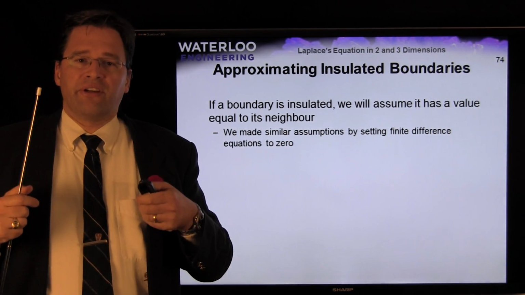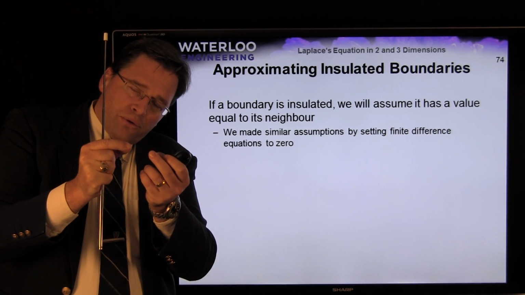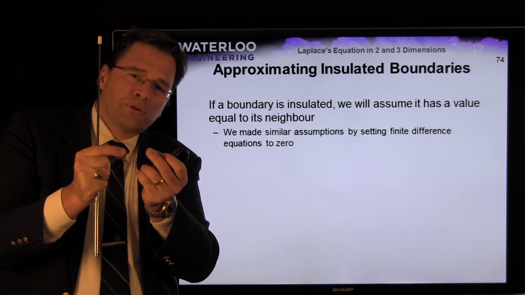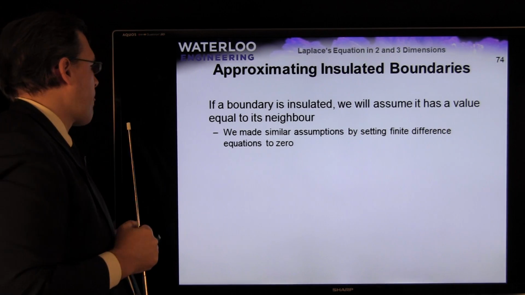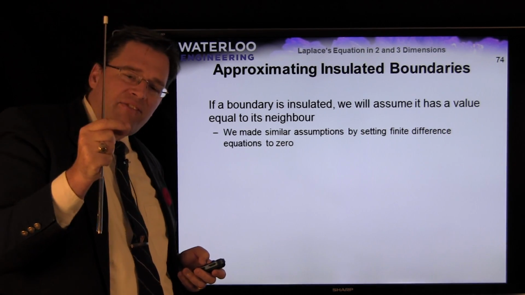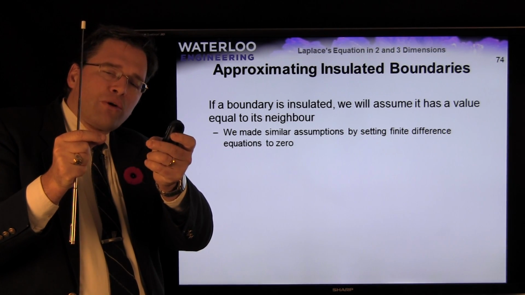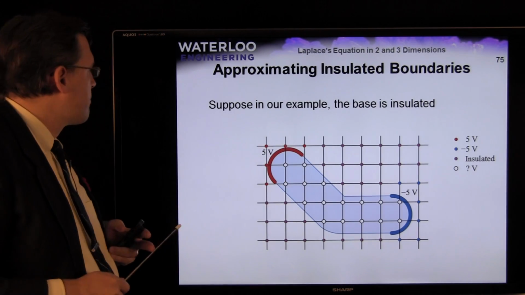And if we used a very simple approximation, we saw that if you're very close to an insulated point, then the temperature there should be equal to the temperature close to it. So we're going to assume that if a point is insulated, its actual temperature is very close or equal to the temperature next to it.